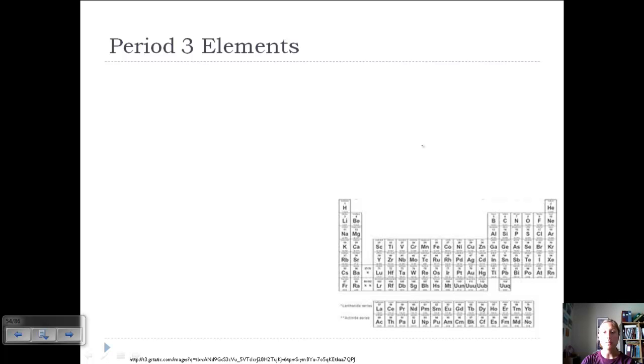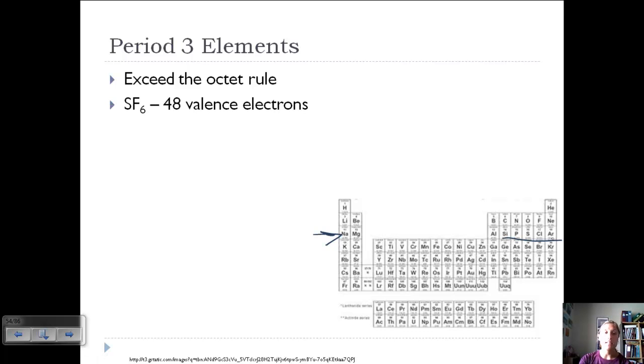Okay, so we said we were going to go down to the period 3 elements. We looked at period 2, which satisfy the octet rule. Now let's look at period 3. Well, period 3 would start with sodium, and really we're going to mainly be looking at nonmetals. Okay, they can exceed the octet rule.